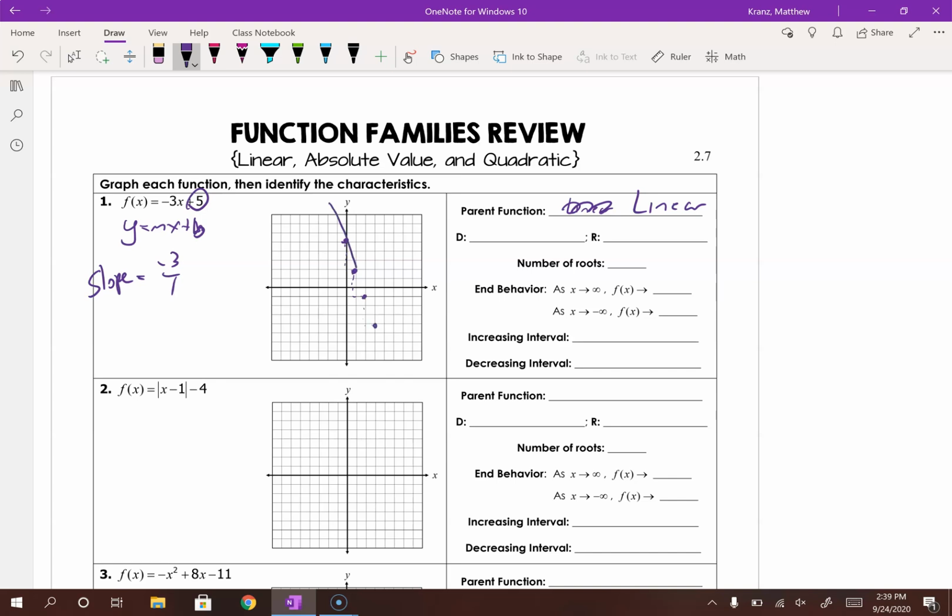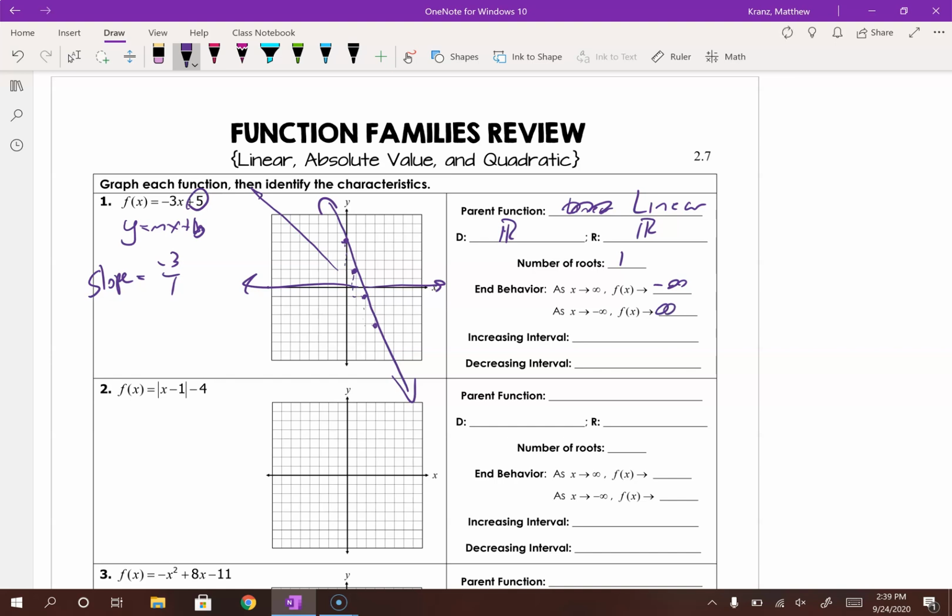And then we can graph it with a straight line that would generally go through it. Our domain is all real numbers, and our range is all real numbers. We have one root because we only go through once. And our end behavior, well, as x goes to infinity, meaning as we go this way on the x, the y, you can see, in this case, is going to negative infinity because we're going down. And then as we go to negative infinity in the x this way, we can see we're going up. So we're going to positive infinity.